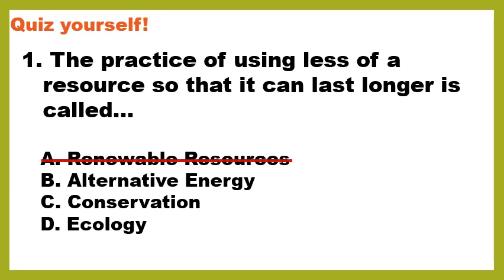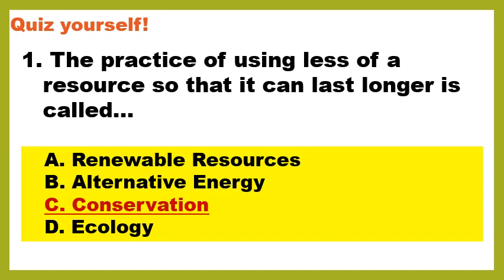I'm going to get rid of renewable resources because these are resources that can replenish themselves, but it's not anything to do with how we use that resource. I'm also going to get rid of alternative energy because that is energy that can be made with renewable resources, but again, it has nothing to do with how humans use these resources. So the correct answer is C, conservation. That is using less of a resource so it can last longer. Conservation of electricity, conservation of water, even conservation of land.